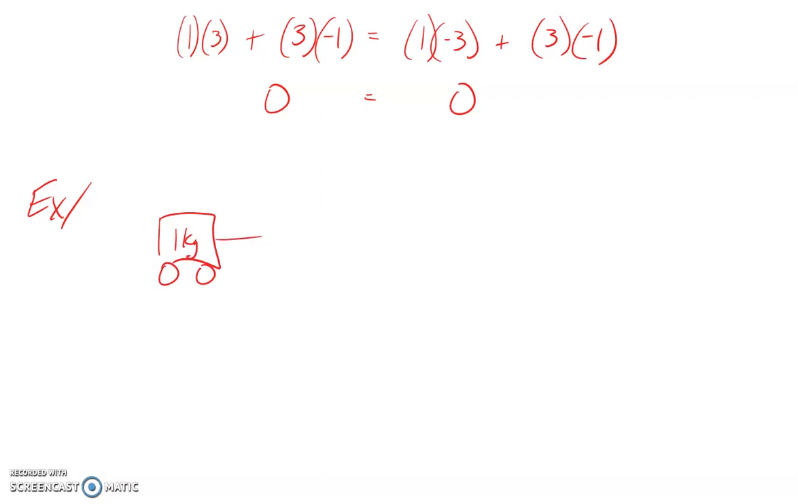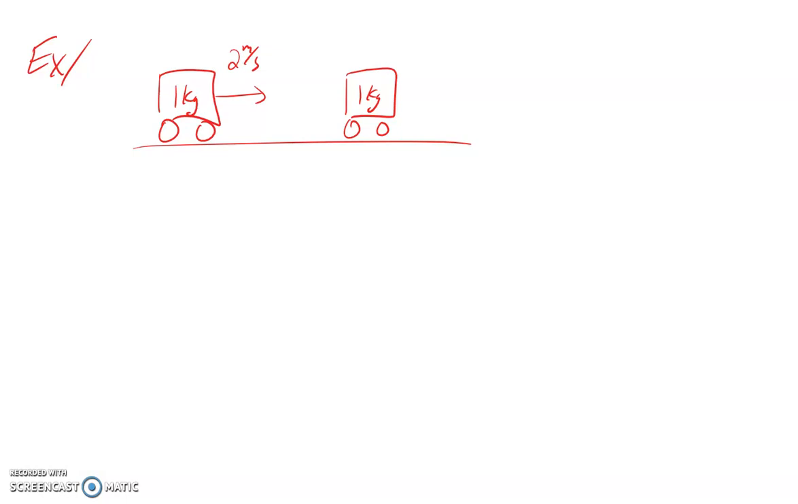1 kilogram cart moving to the right at, let's say, 2 meters per second, and it's going to collide elastically with a 1 kilogram cart that was at rest. What might happen in this case? Well, again, our initial momentum would be 1 kilogram times 2 plus 1 kilogram times 0. And that's going to be our initial momentum, and that's just going to be 2 units of momentum, 2 plus 0. So we have to, again, have 2 units of momentum afterwards, and they have to bounce off of each other. They can't stick together.